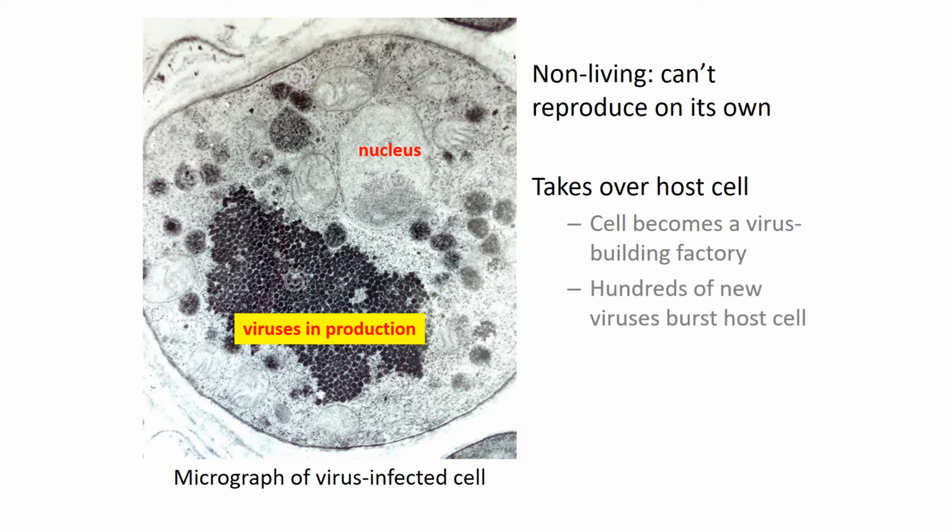Hundreds of new viruses are going to be produced until this host cell bursts open, releasing all those baby viruses into the body. Each one can then go on to infect another cell. So it's this cascading infection. Gross.